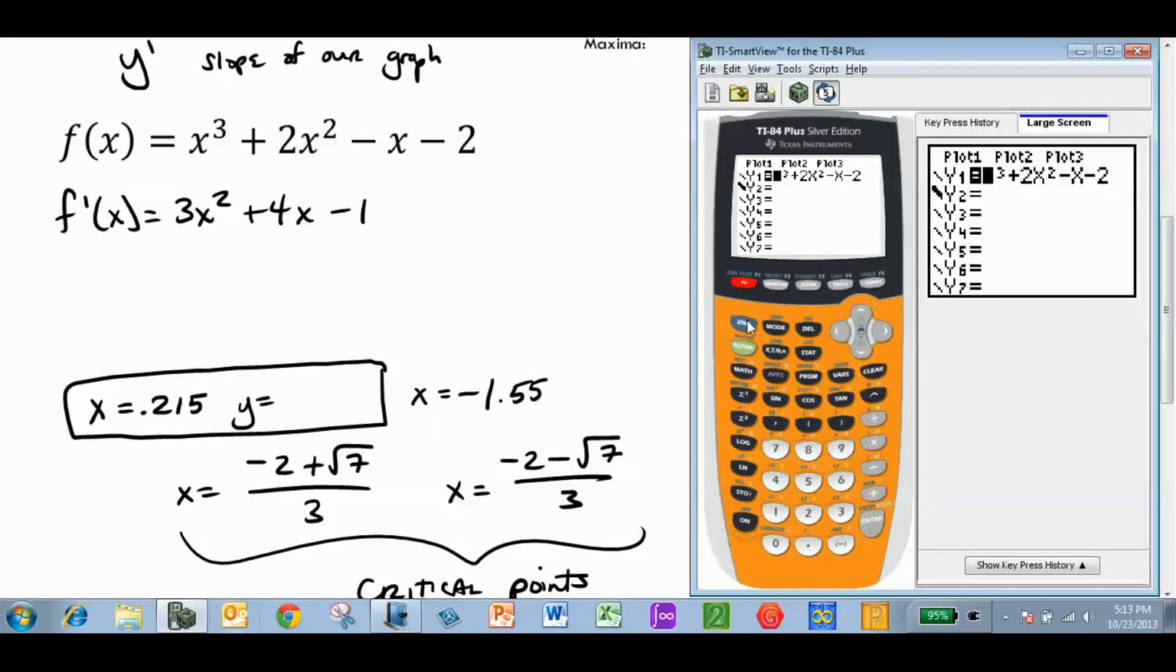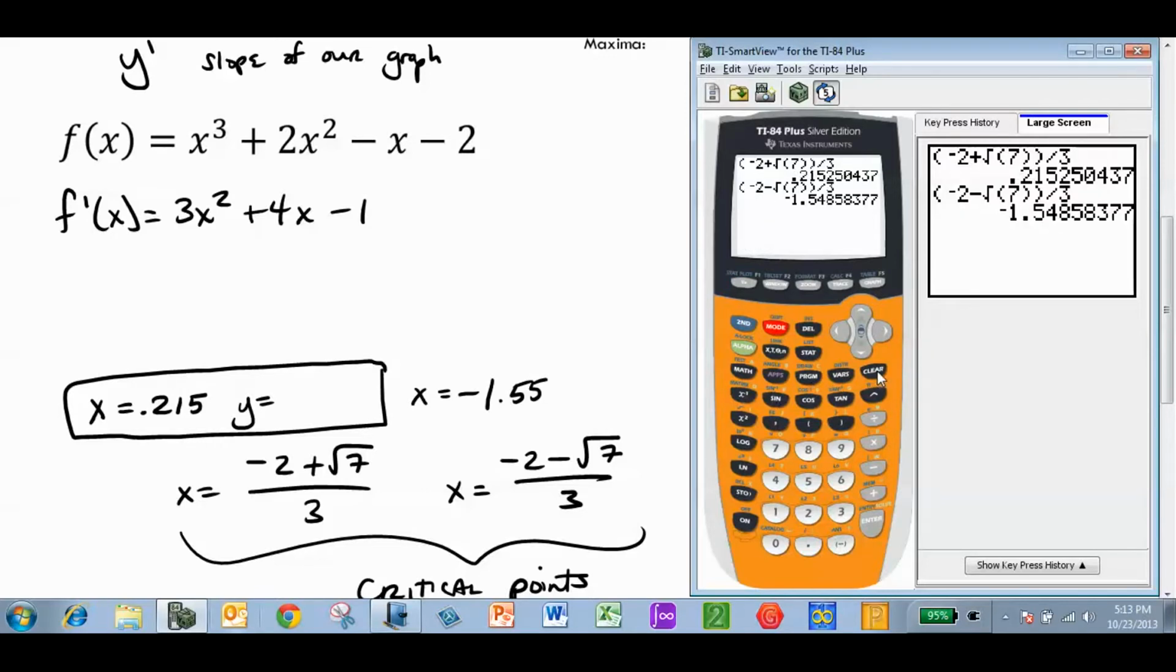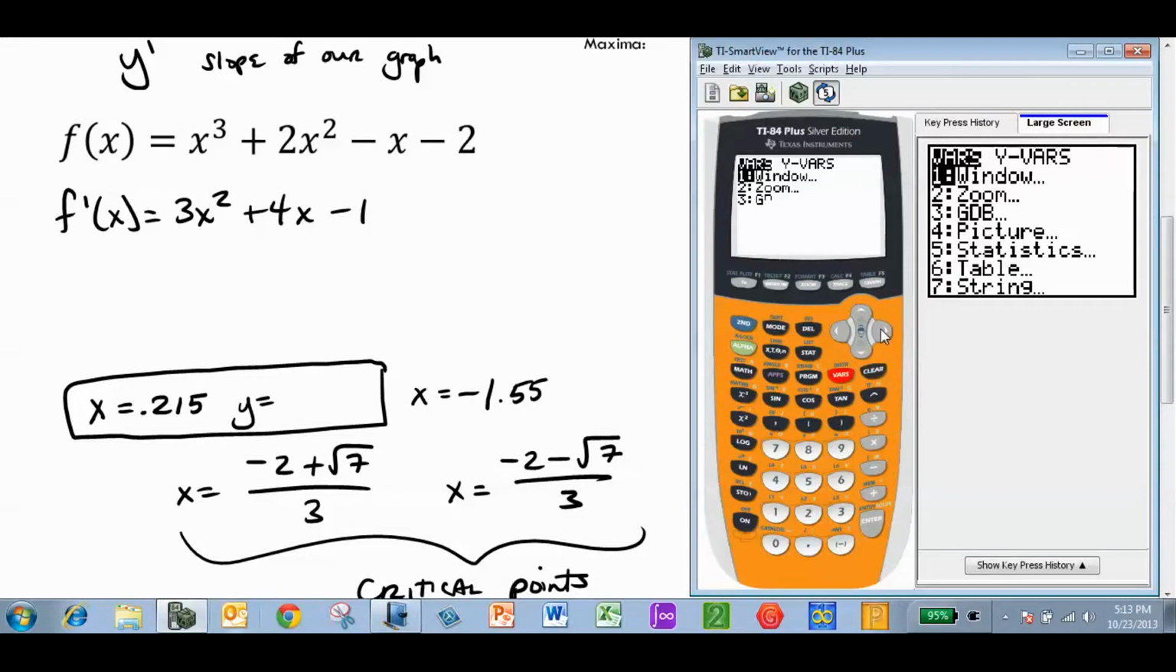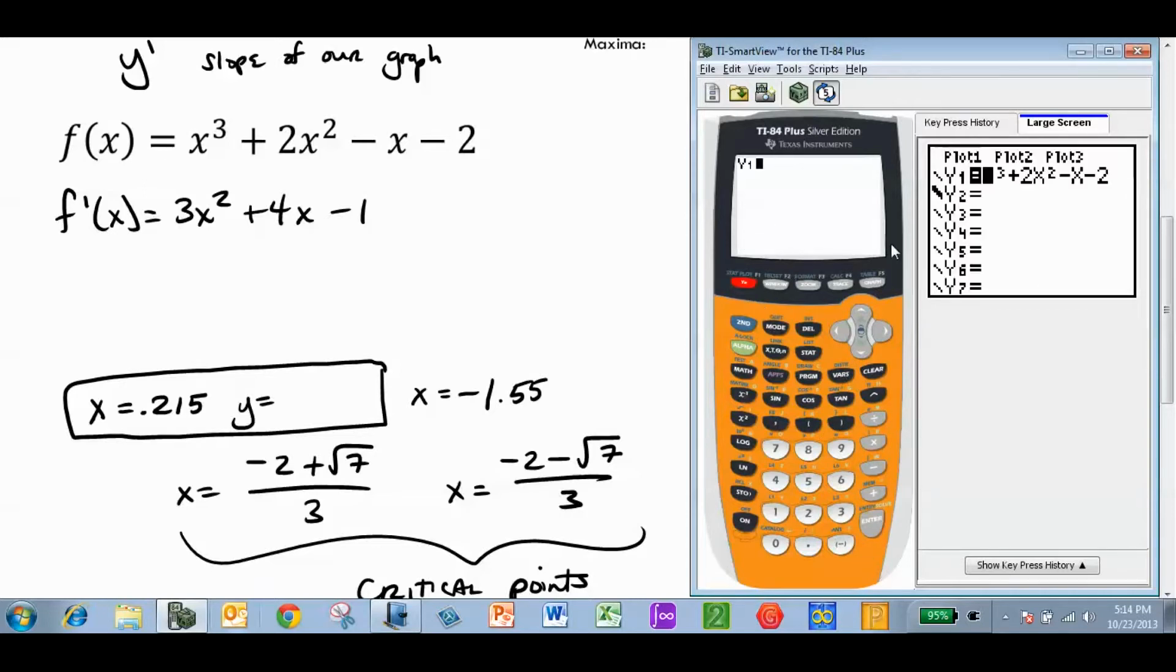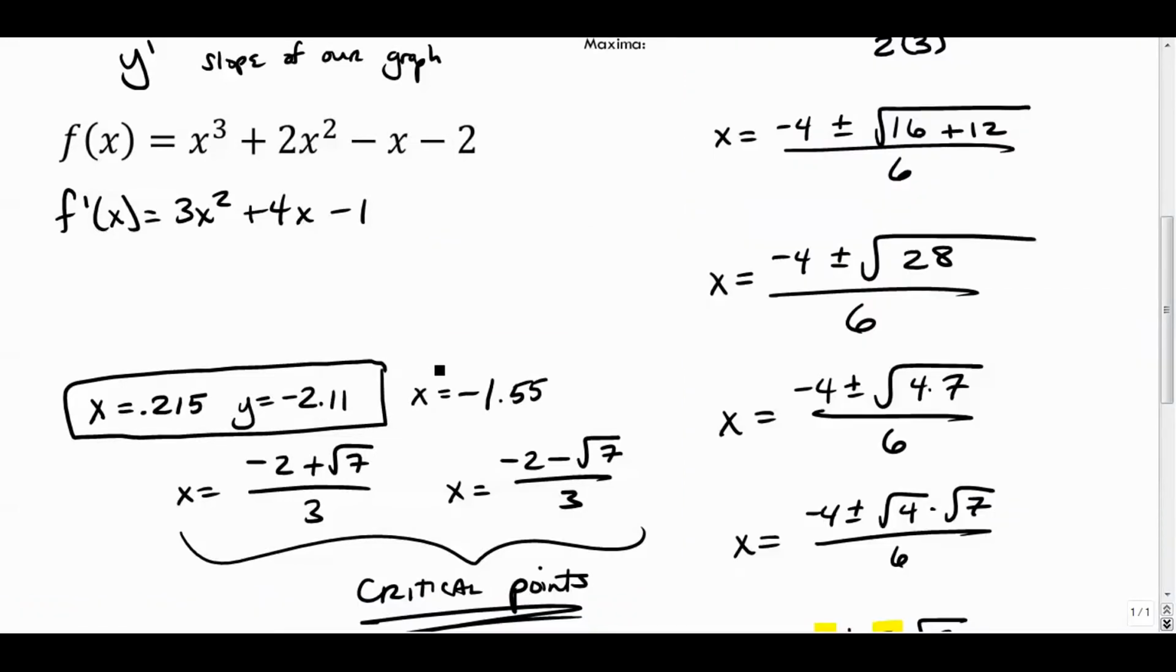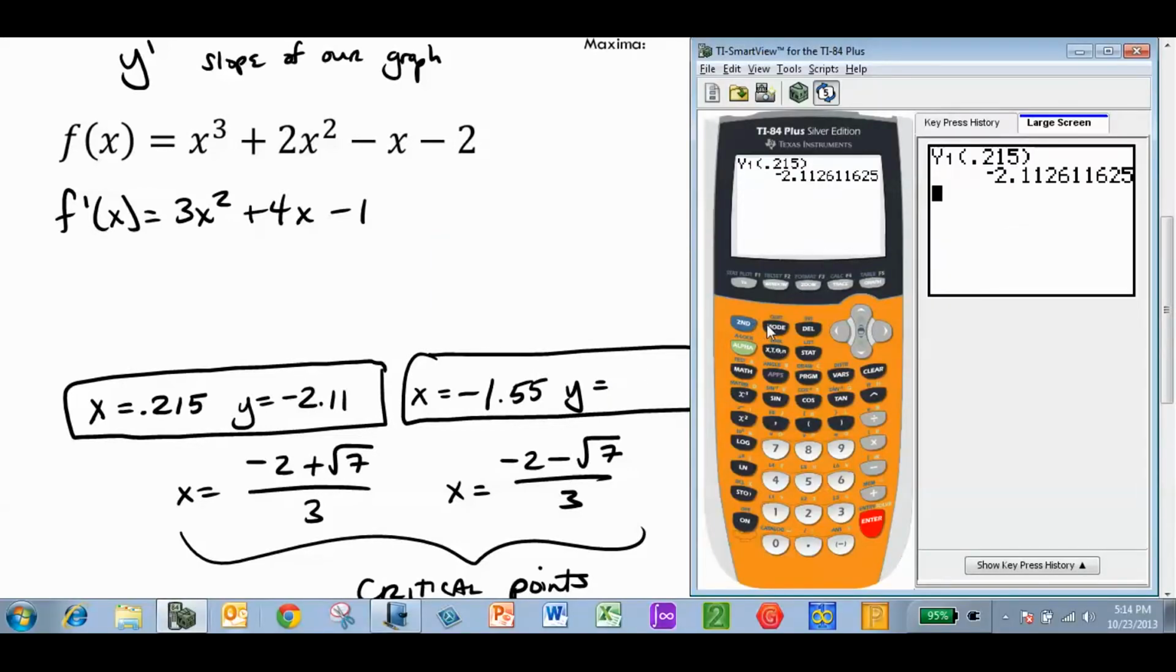And then when I enter that in, I go back to my home screen. I'm not going to graph it, but instead I'm going to go to variables, y variables. Let me do that again. Variables, press over to get y variables. Press enter. I want to pull up y sub 1 since that's where my function was entered. Once you have y sub 1 on your home screen, press parentheses, put that value in, 0.215, and close parentheses. This will give you the y value when x is 0.215. And I get -2.11. Let's do the same thing for this value. Let's get the y value of our function when x is -1.55.